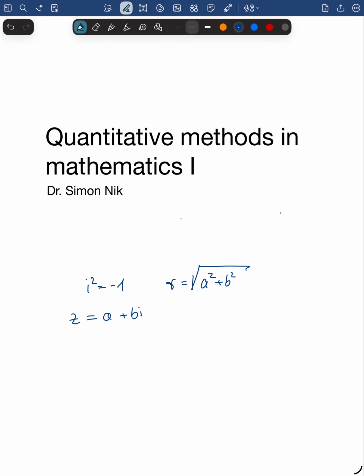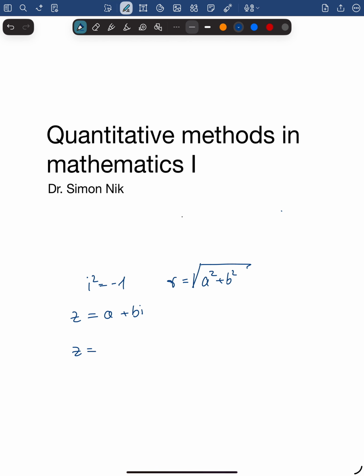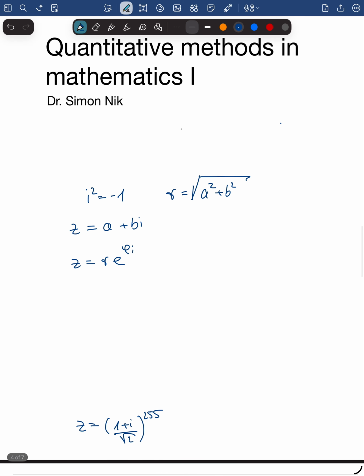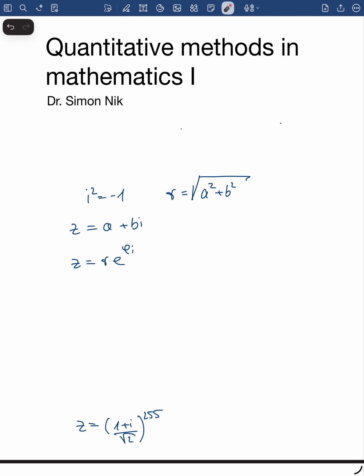Our alternative goal, why we want to present this in the Euler representation, which is basically nothing more than some radius r times e to the power phi i, and this phi is just an angle. Our ultimate goal is that we have a complex number written as (1 plus i) divided by the square root of 2, and we want to take it to a power like 255. This is too hard to determine by hand, so we want to use the Euler representation to show how easily it can be calculated.